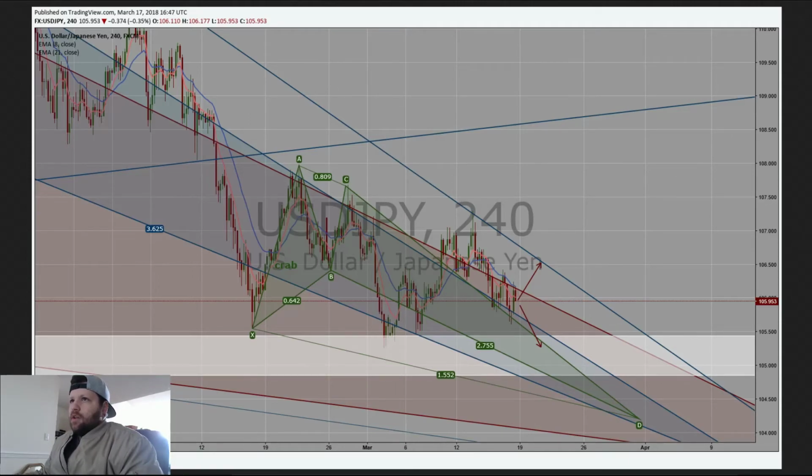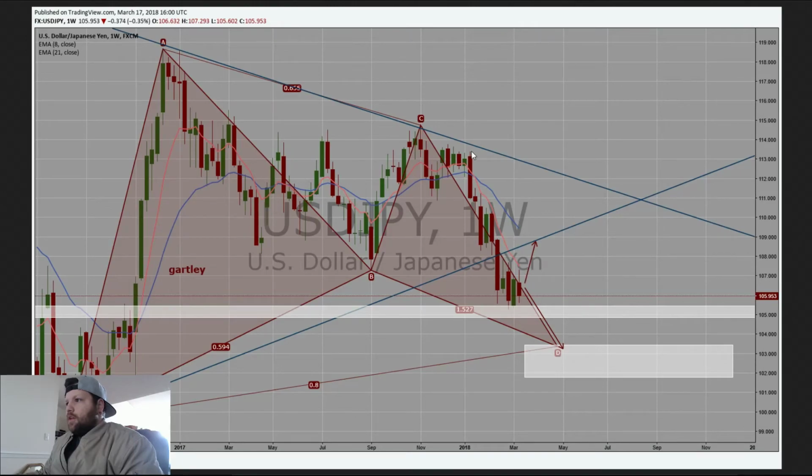However, UJ is in a pretty strong downtrend, as you can see. That's depicted well on the weekly time frame, specifically with this higher high right here, this higher low right here, and then a lower high, and now we're experiencing this lower low. So yeah, that's what we're looking at with UJ.